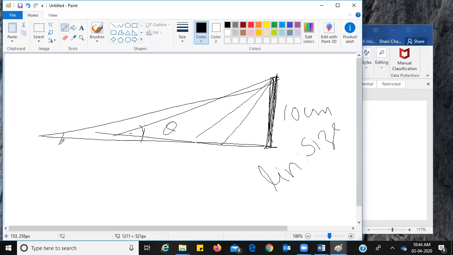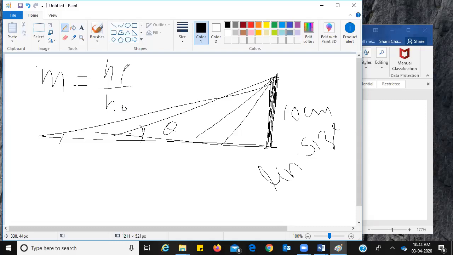Now, what do you mean by linear magnification? The height of image by the height of object. So this is actually the linear size of the image and the linear size of the object. If you're seeing an object, the actual length of the object is the height of the object.